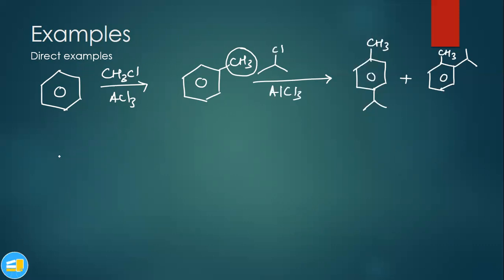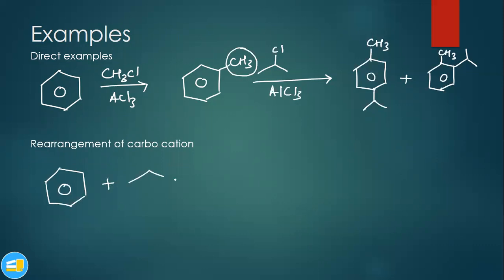Now let's take some example where there is possibility of rearrangement of carbocation. Let's take an example again, where a benzene ring reacts with some compound with a chlorine atom, and this is isobutyl chloride, in presence of AlCl3.